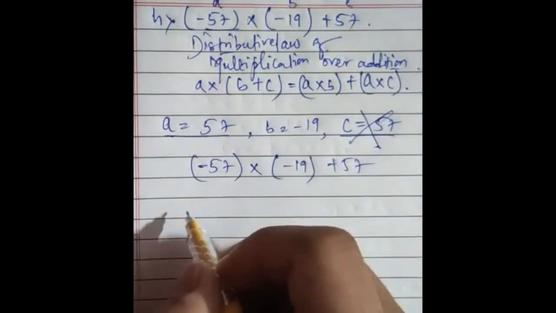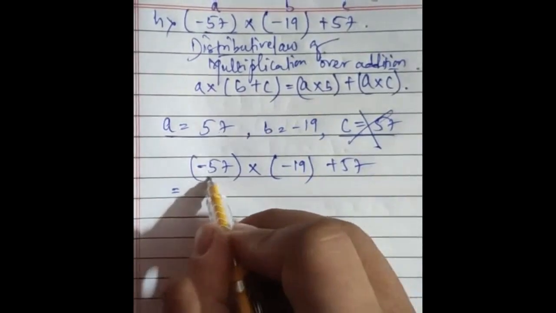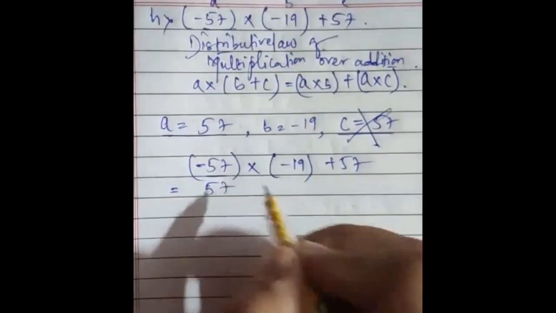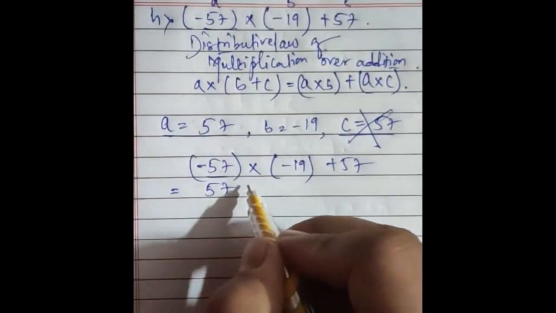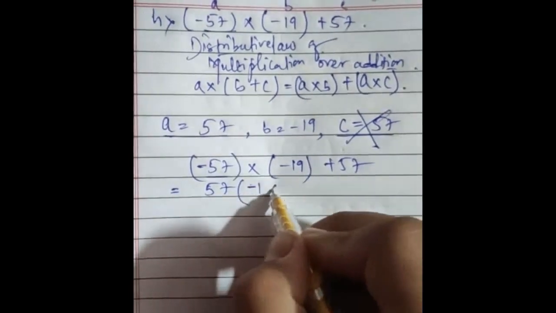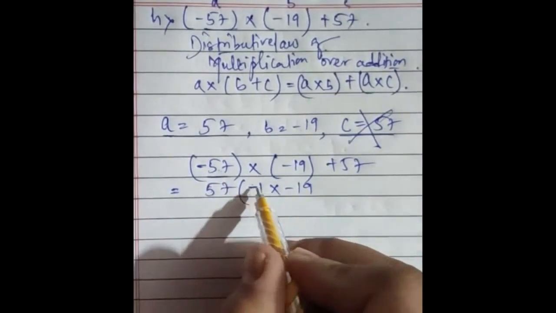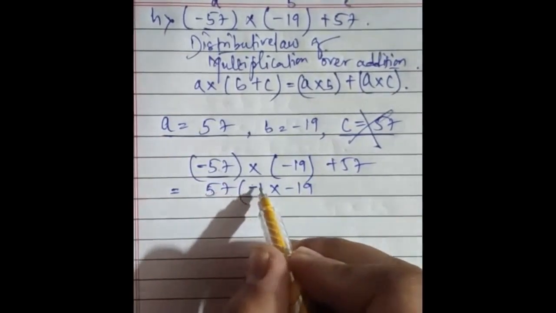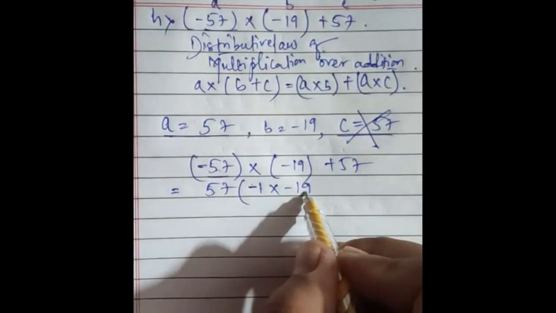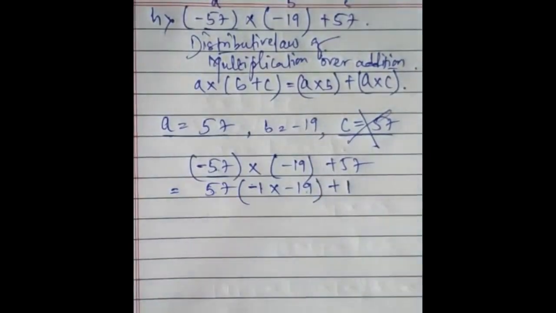So here what I'm going to do is take 57 as common. When I do this, it will be minus 1 into minus 19, because I'm taking 57 as common from here, so it should be minus 1, no? Minus 57 is 57 into minus 1, so into 19 it should be the same, but from here it should be the 1.